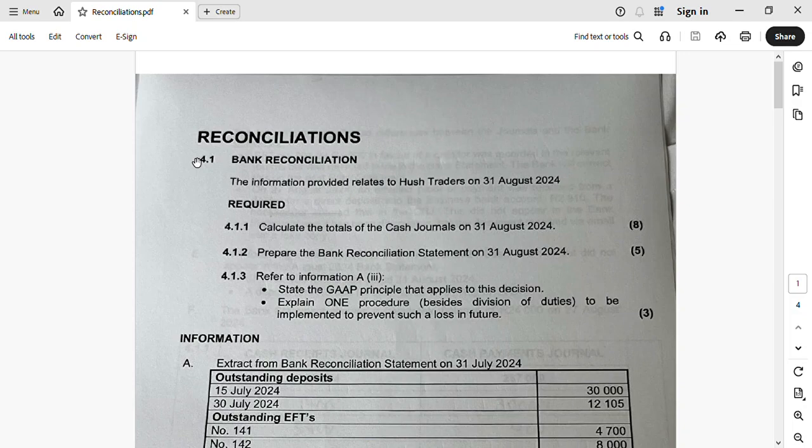Today I'm going to do a question on bank reconciliation. Remember that bank reconciliation is very important because it enables you to calculate your correct bank balance. You need to keep good control over the amount of money you have in your bank account, and by doing bank reconciliation you can achieve this.